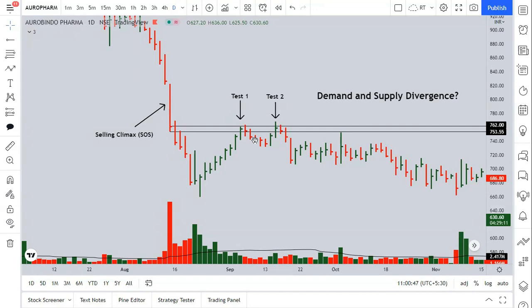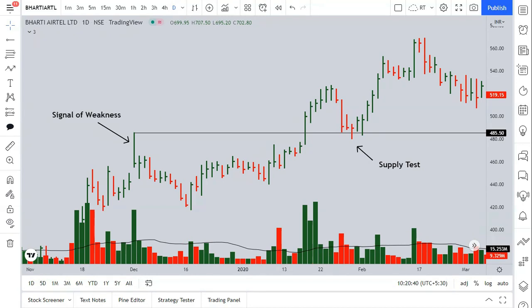But even without a VSA pattern right here, I can clearly say that demand is reducing and supply is increasing. So based on that, I can recognize that this is a proper test, and the test got confirmed and the market is going to lower lows right here. So that's one of the examples, and there's one more example right here.